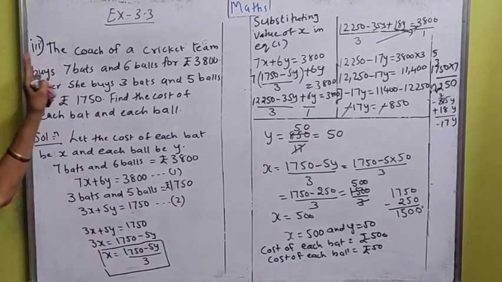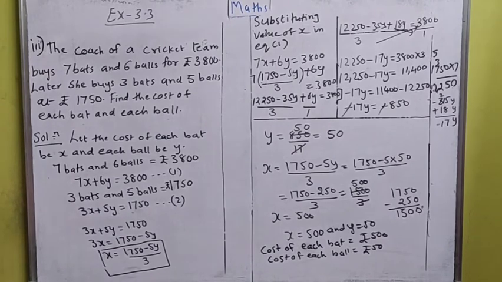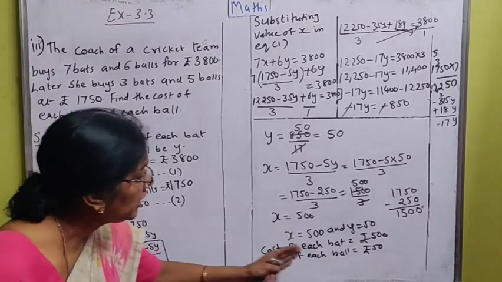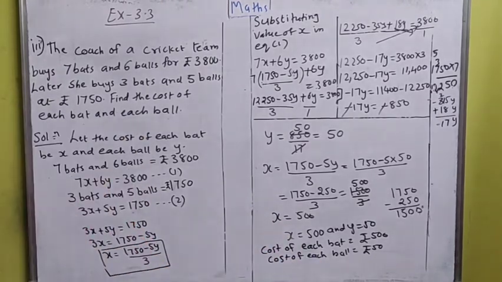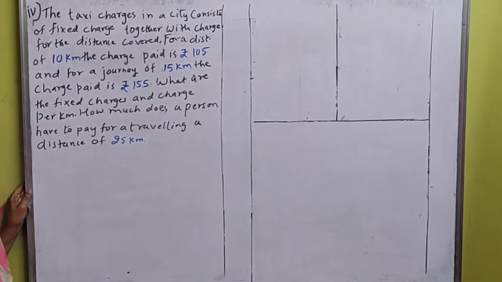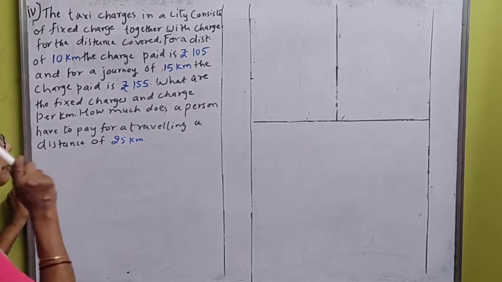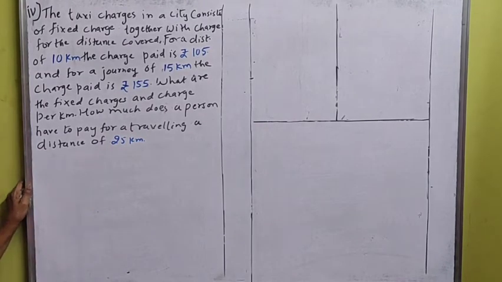So this is the sum regarding the cricket ball, where the ball and bat value is not given. You have found out the cost of each bat and you have found out the cost of each ball. Now let us see the fourth sum. I am going to read the fourth sum. You just listen to it.